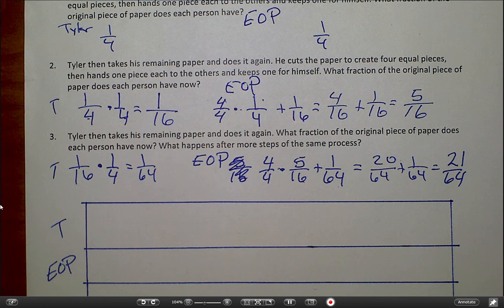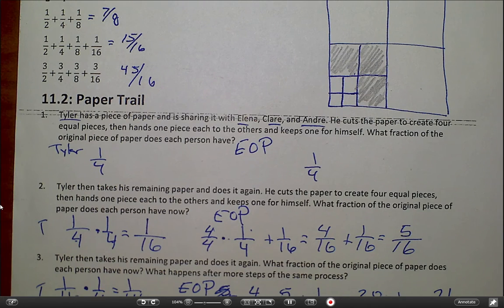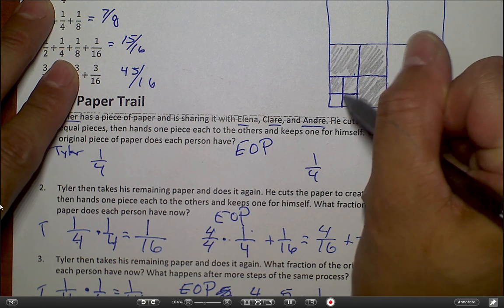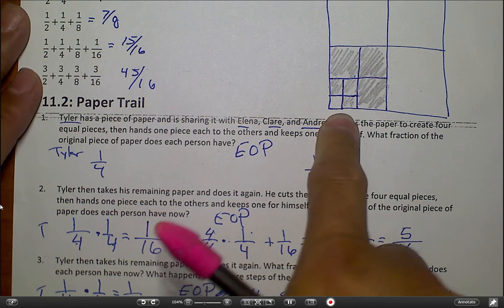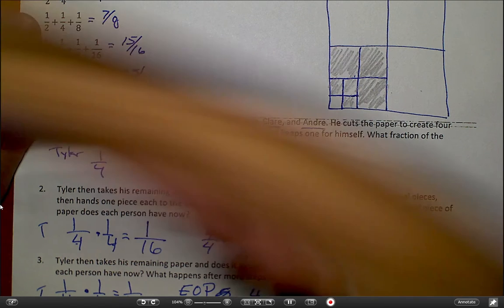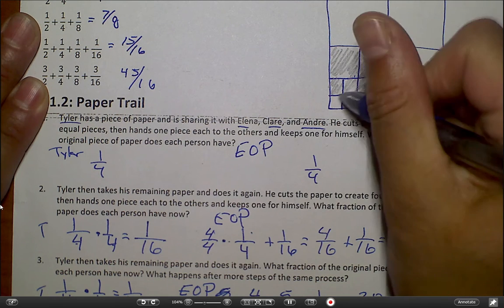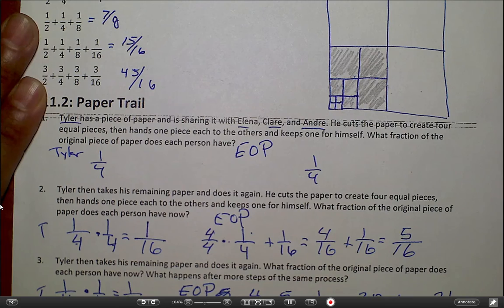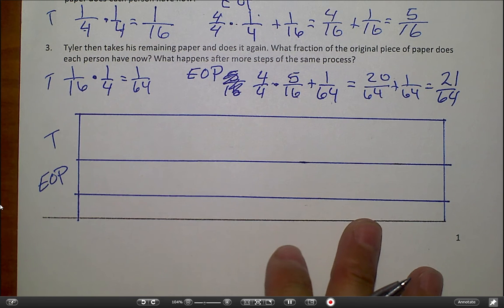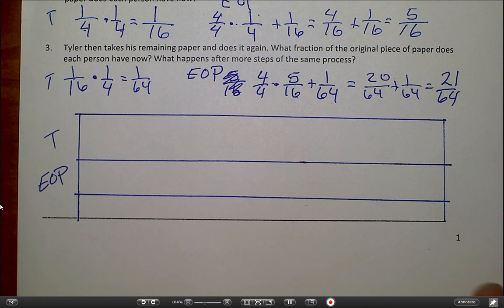Tyler did it again. So he's taking his piece and doing what? Are we doing the table? Yes, you are. Watch. Tyler's going to do it again. So what is he doing to his piece? So right now, at this point, Tyler had how much? Not 21 over 64. He has 1 over 64, right?